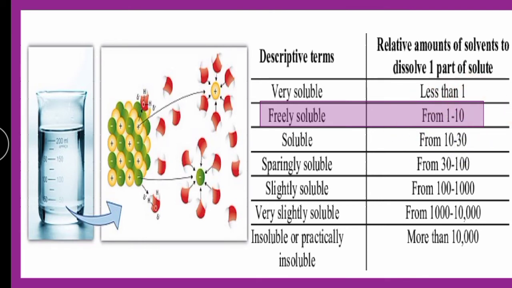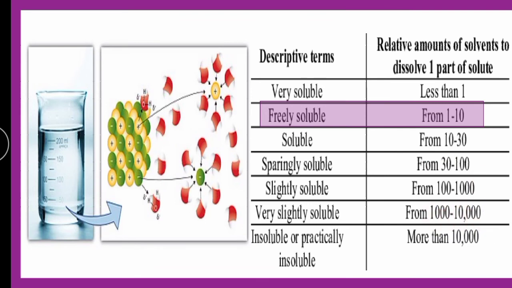So this solubility chart is really very important from the competitive exam point of view, wherein we have seen the trick of the terms: VF, S cube, VI. And the solvent criteria is, first it is less than 1, then 1 to 10, 10 to 30, 30 to 100, 100 to 1000, 1000 to 10,000 and more than 10,000.